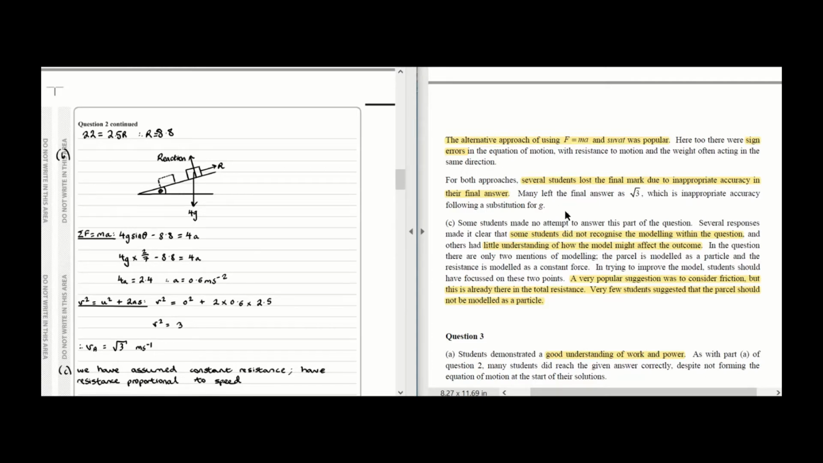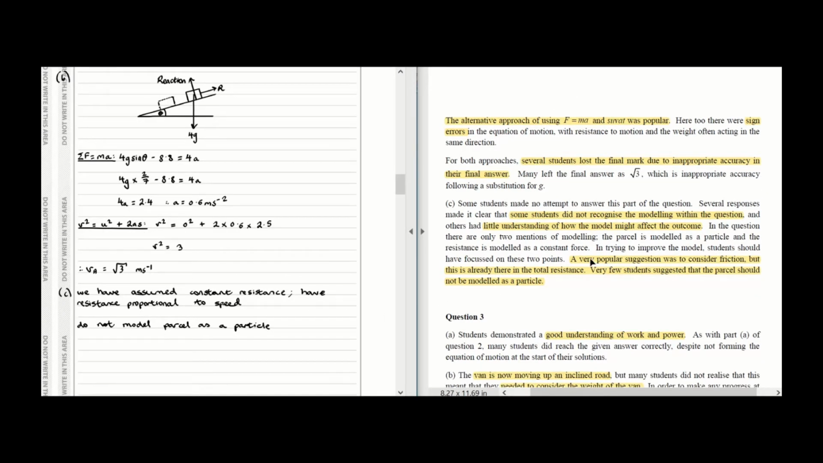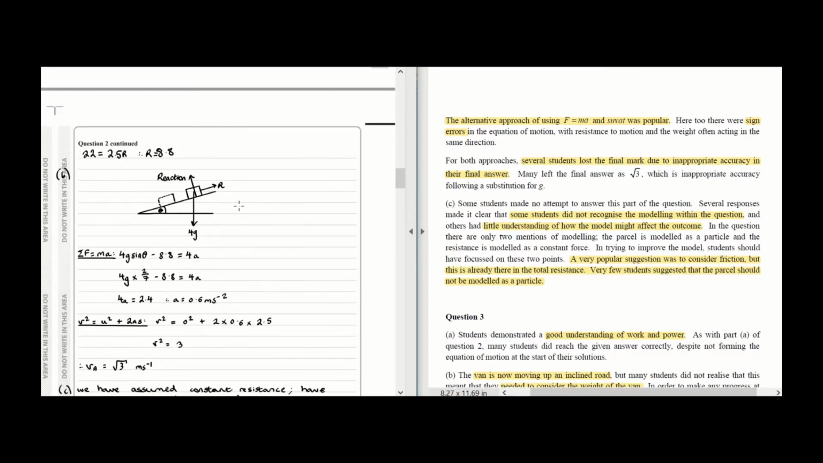In terms of part C, that was basically suggesting improvements to the model. Some students did not recognize the modelling within the question and had little understanding of how the model might affect the outcome. Somewhere in the question we were told in context what R was, a non-gravitational force, so that suggested friction. A very popular suggestion was to consider friction, but this is already there in the total resistance, so bear that in mind. Very few students suggested that the parcel should not be modelled as a particle. I thought that was a very obvious response to give.